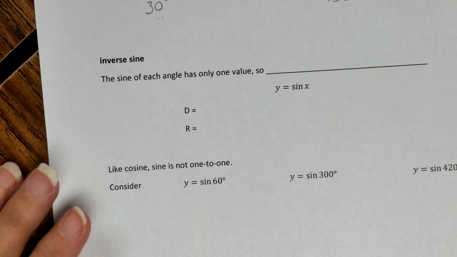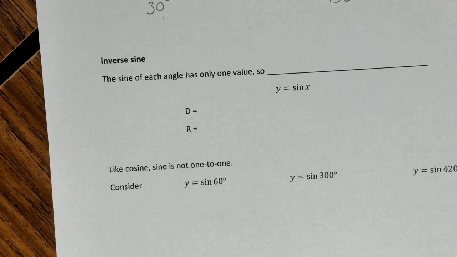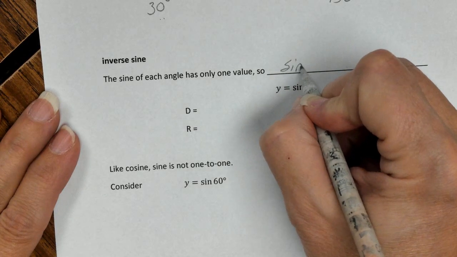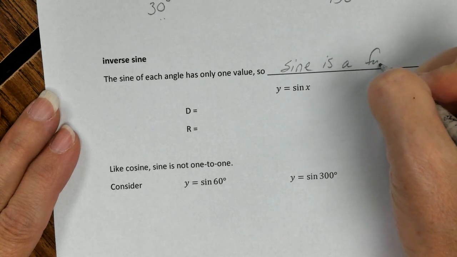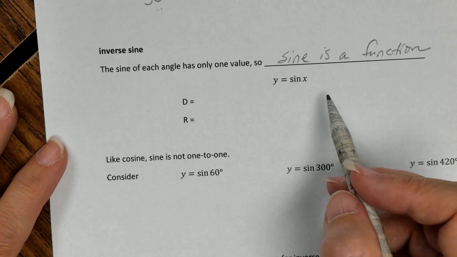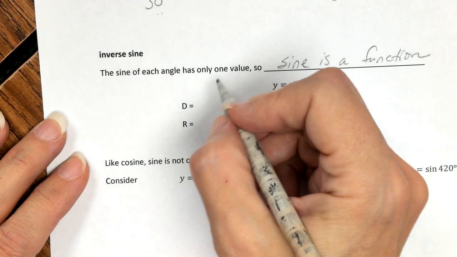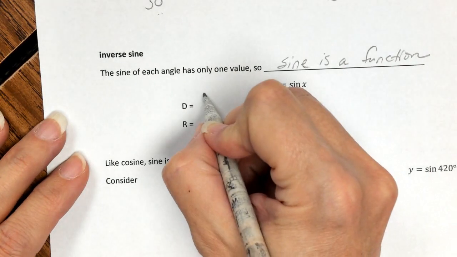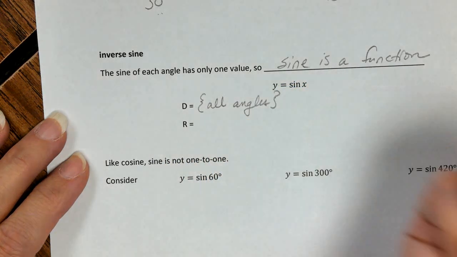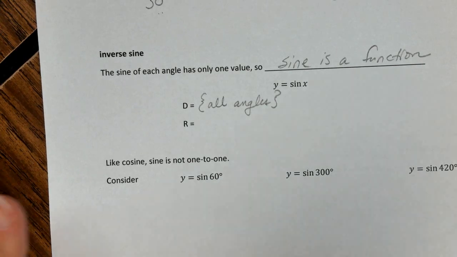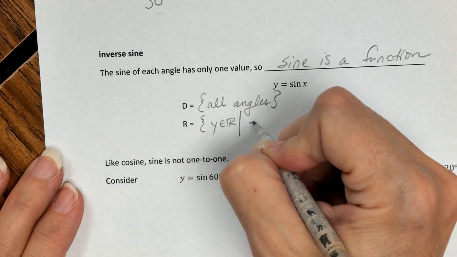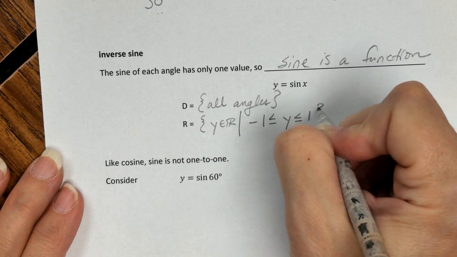Okay, inverse sine. So first we talk about the sine function. The sine of each angle has just one value, so it is a function. Sine is a function. Okay, there's an equation for it. I used an x instead of a theta again. The domain is all angles, just like for the cosine. And the range also is from -1 to 1, including them. So all y such that -1 is less than or equal to y is less than or equal to 1.